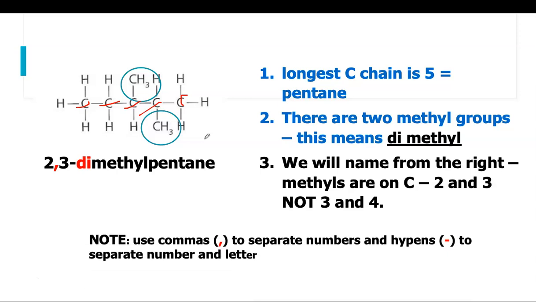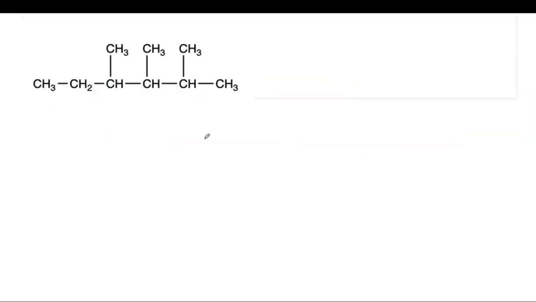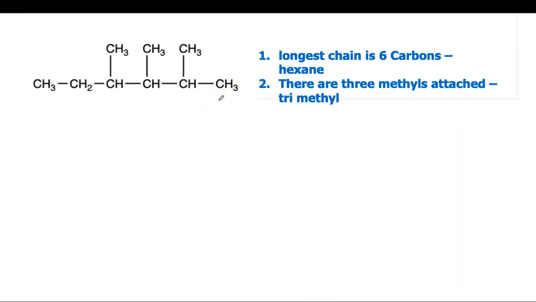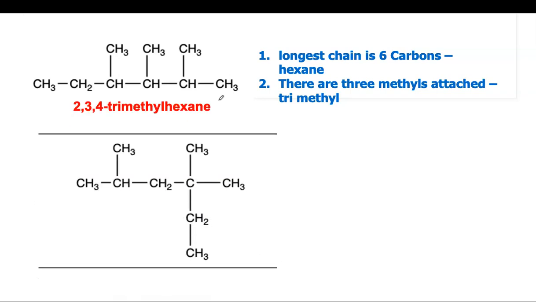Note, when we're naming here, we're using a comma to separate the numbers, and we're using a hyphen to separate the number and letter. Moving on to the next one. Okay, I can speed up here now. 1, 2, 3, 4, 5, 6. Longest chain is 6. There are 3 methyls attached, so trimethyl. So 2,3,4-trimethylhexane. Hopefully, these are the easier ones. We will look at a few other examples in a bit.